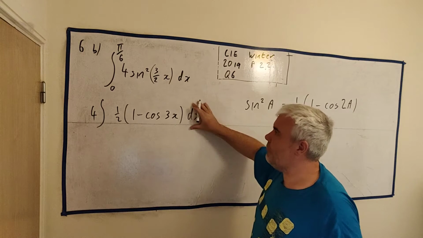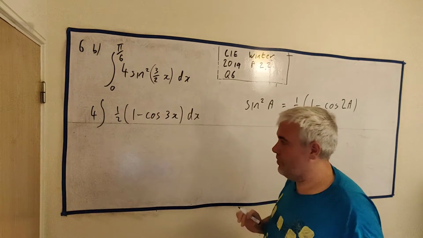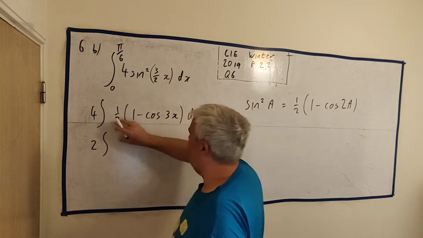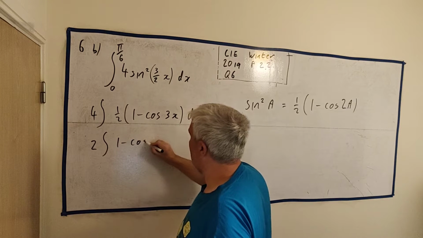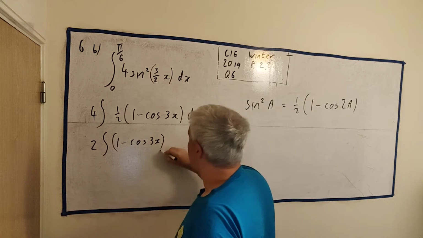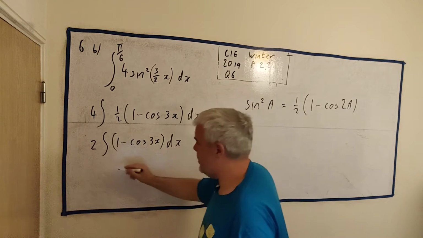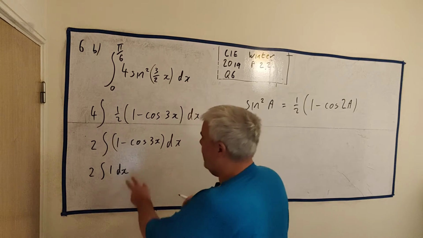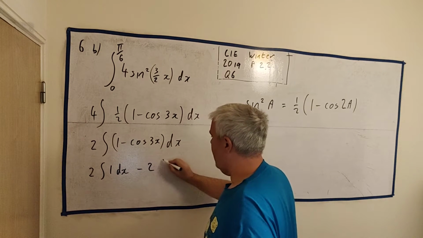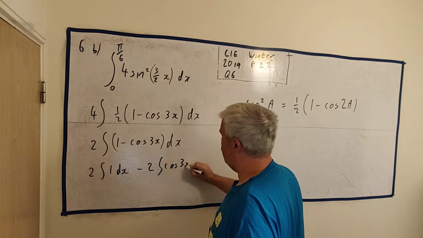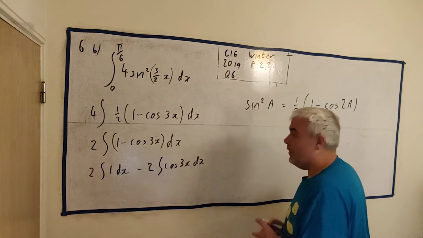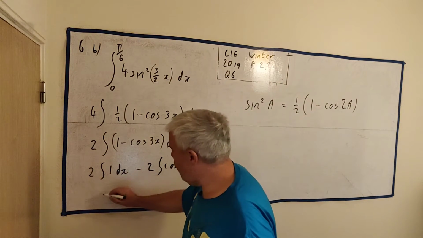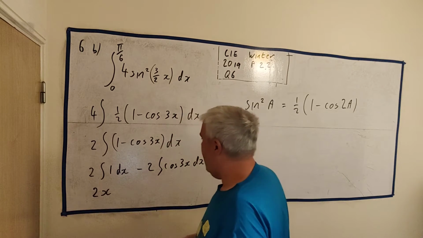So okay, let's try and solve this question. This question I think is much easier than the last one. The half can still come out. We can get 2 out here. We have 1 minus cosine 3x dx, much more manageable. Let's spread this out a bit more: 2 times 1 dx, and then minus 2 times cosine 3x dx. These integrals done separately will be much easier. We're nearly there. The integral of 1 is just x, so that's 2x.